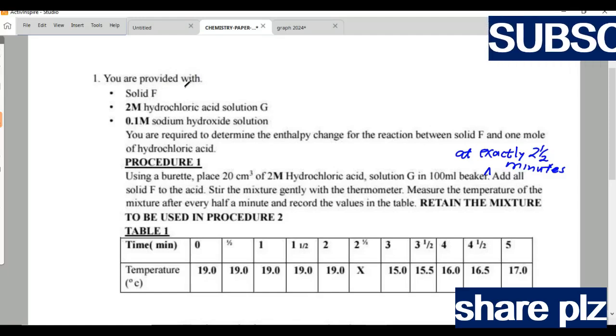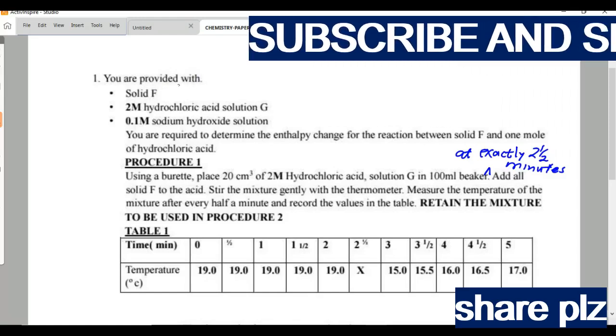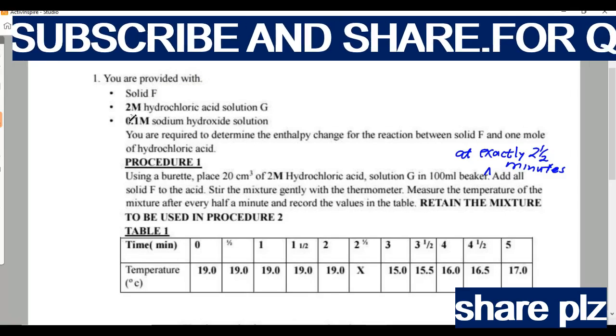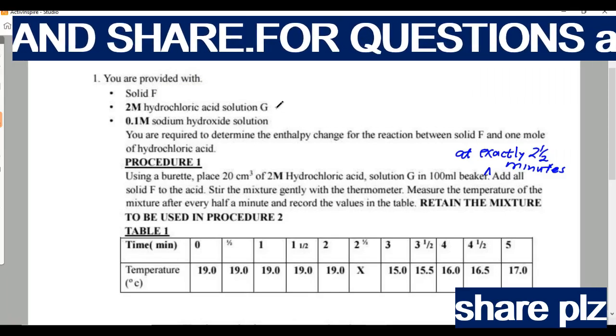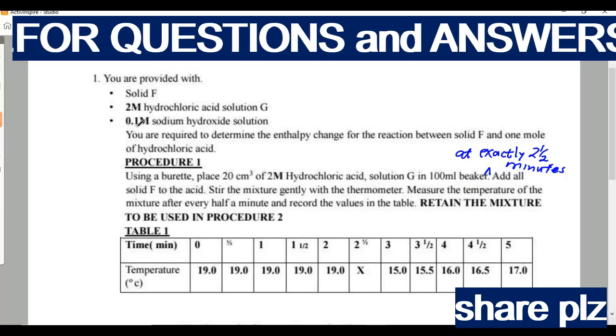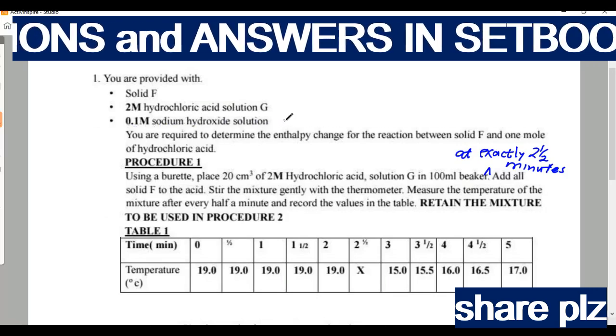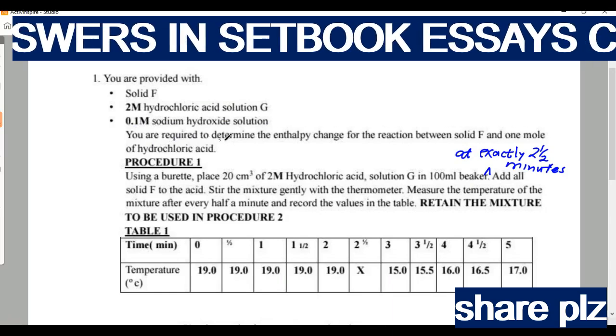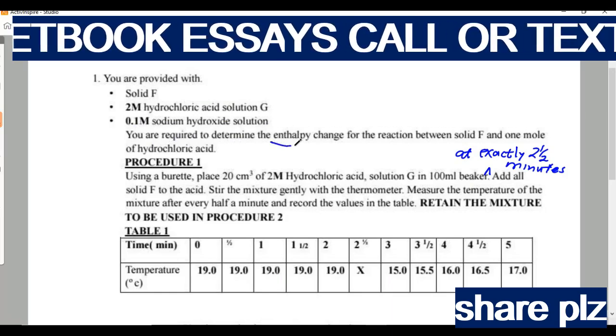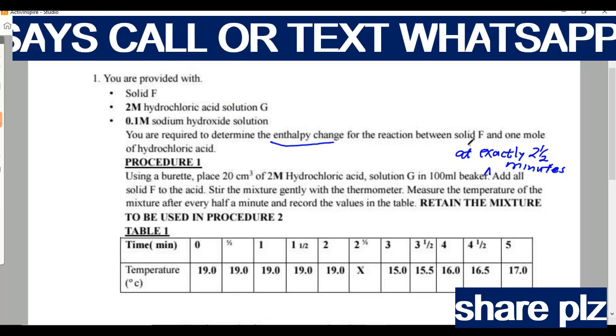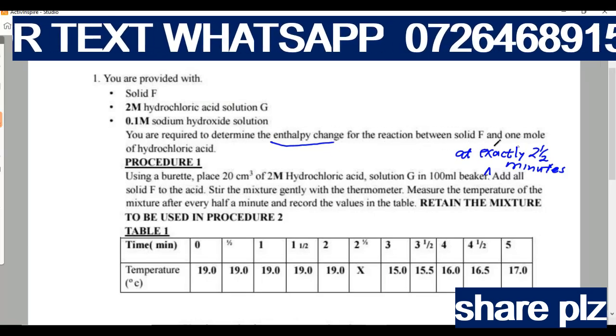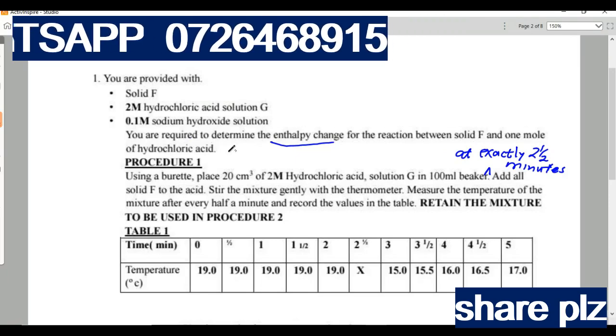You are provided with solid F, 2 molar hydrochloric acid solution G, and 0.1 molar sodium hydroxide solution. You are required to determine the enthalpy change of the reaction between solid F and 1 mole of hydrochloric acid.